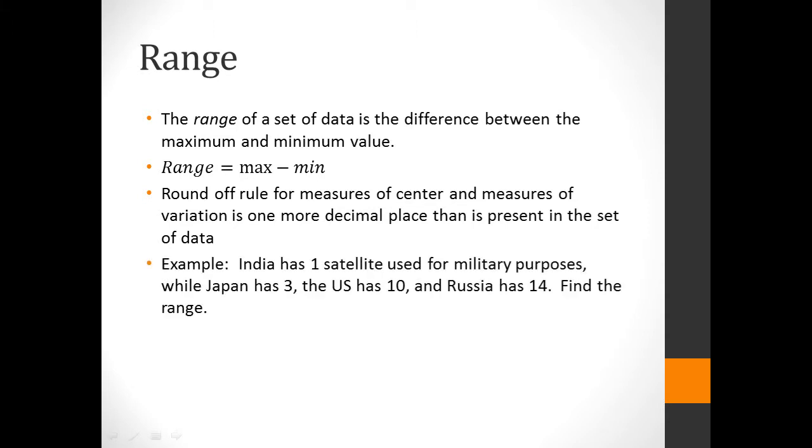In our example here, India has 1 satellite, Japan has 3, the United States has 10, and Russia has 14. We need to find the range of this data. Albeit it's very limited data, an extremely small sample, we can find the range just by doing 14, the highest, minus 1, the lowest, and we do put 13.0 because of the round-off rule, doing one more decimal place than is present.